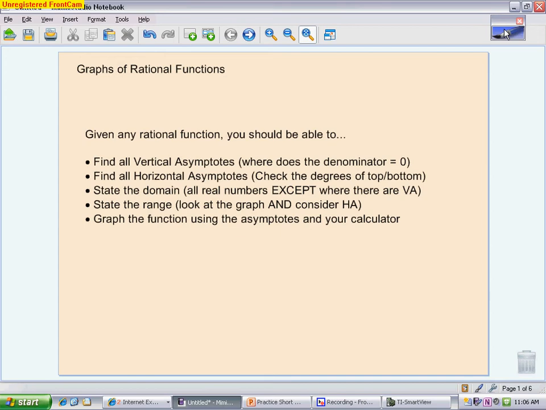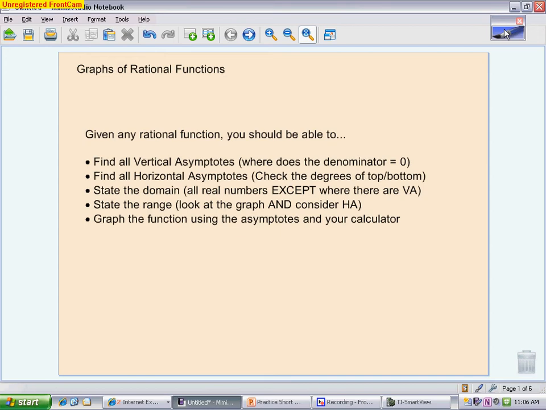You should be able to find where all of the vertical asymptotes are, and to give you an idea of how you do that, that is where the denominator equals 0. Sometimes you have to factor the denominator, sometimes it's already ready to solve and set equal to 0. You also need to be able to find the horizontal asymptotes. Horizontal asymptotes are going to focus more on the degree, looking and seeing, do we have a bigger degree on top, on the bottom, are they the same? And I'll take you through all different examples of horizontal asymptotes.